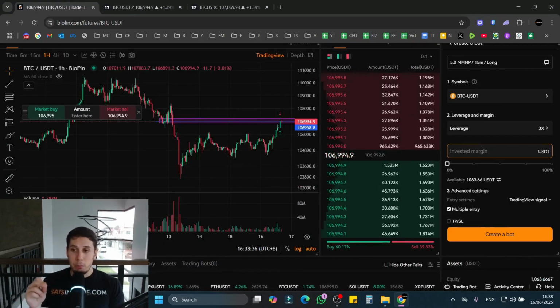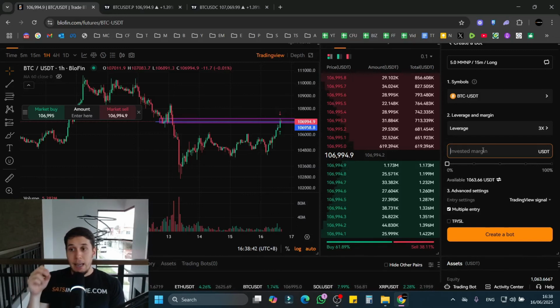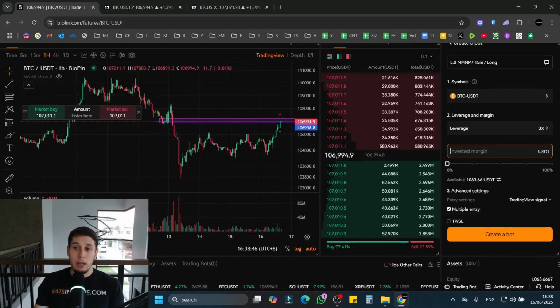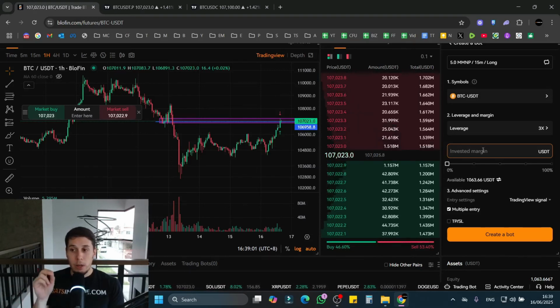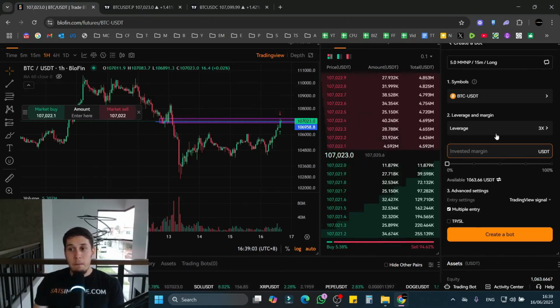This is the amount of money that you're gonna put into this bot. There is a difference between invested margin and position size, guys. You can put in the bot $200 and you can only let it open positions for $100 or $50. Or you can put $200, use leverage and let the bot trade with 500, 1,000, right? It's really up to you here. The point is to understand that there is a difference between invested margin and position size.